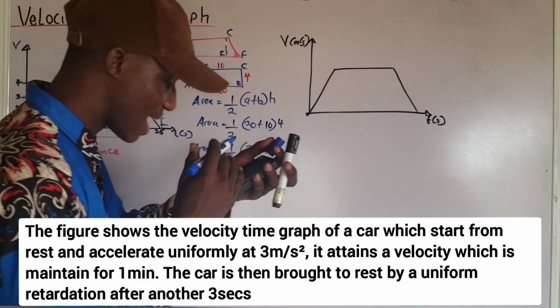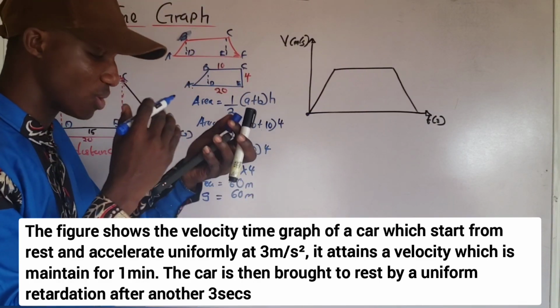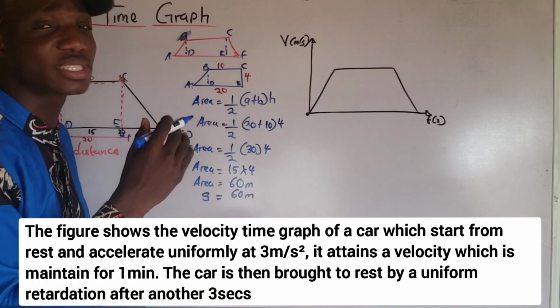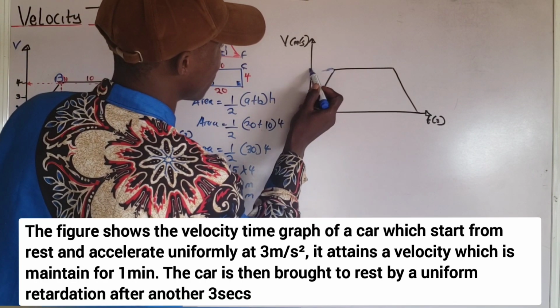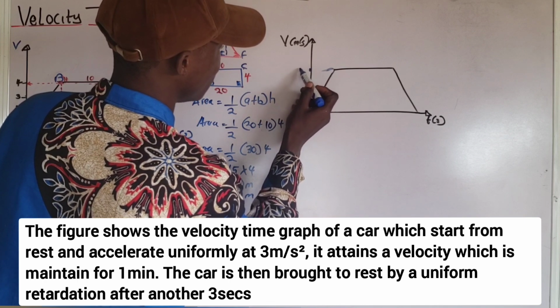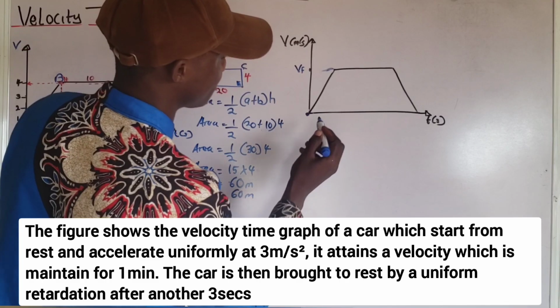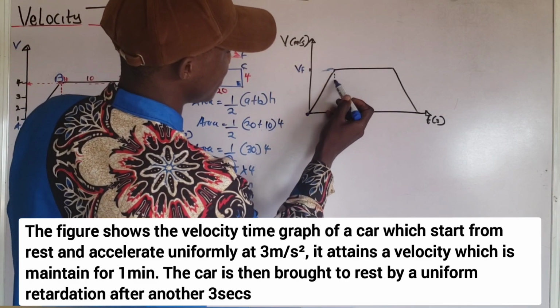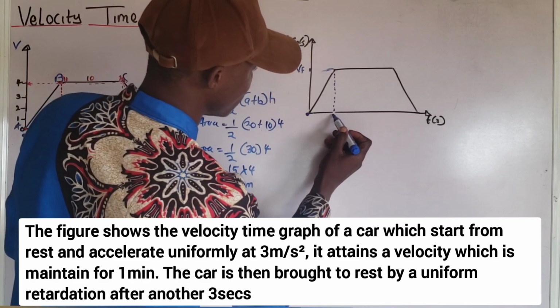So when this car accelerates at 3 meters per second squared, it attains a velocity. The velocity we don't know, but the velocity should be here. You understand? This is the velocity that is attained. We don't know it. Let us represent it as VF. Now, the time that is used to accelerate from rest is what? It is 5 seconds. So here is going to be 5.